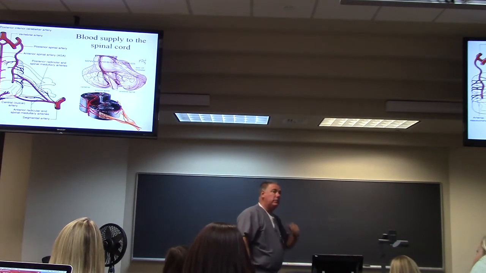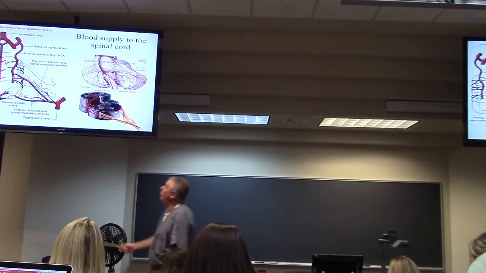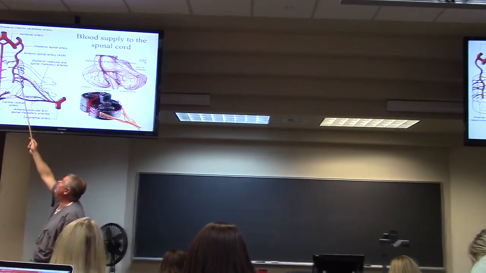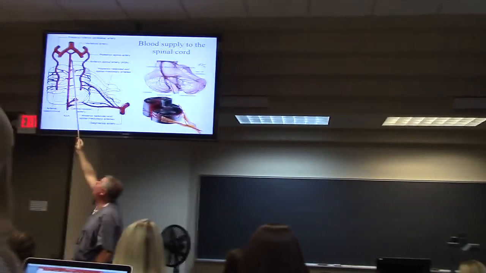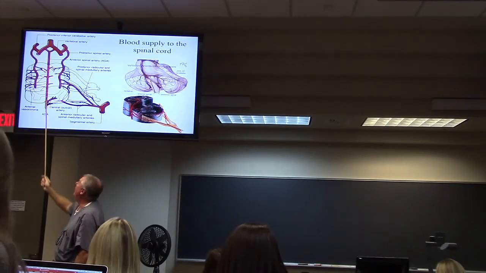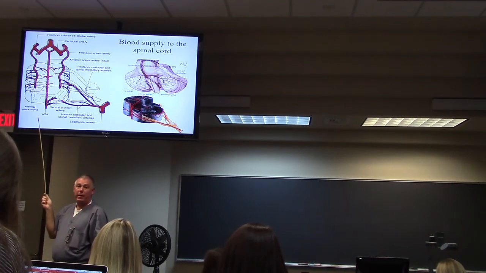If you look at the vascular supply of the cord, to review real quick, you have the 2 vertebral arteries that go to form the basilar artery. Off of the vertebral arteries, they extend a branch medially. That's the anterior spinal artery, runs in the anterior median fissure.